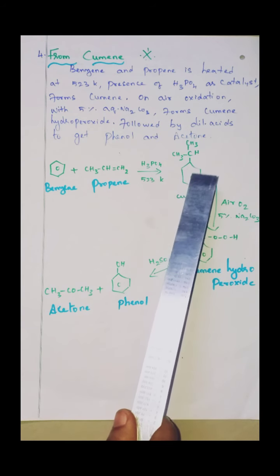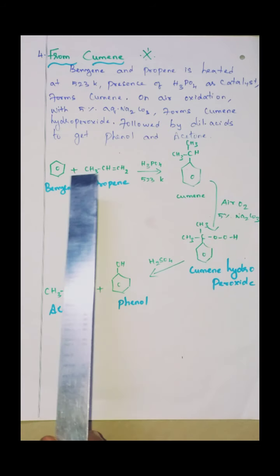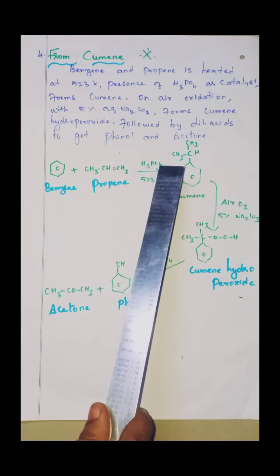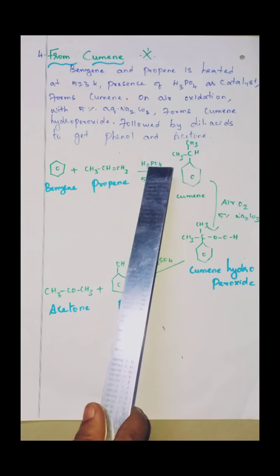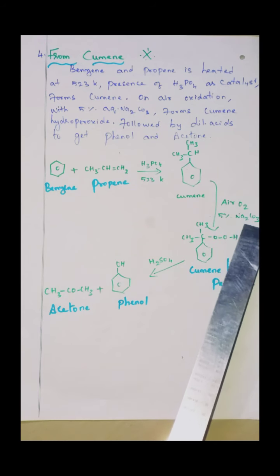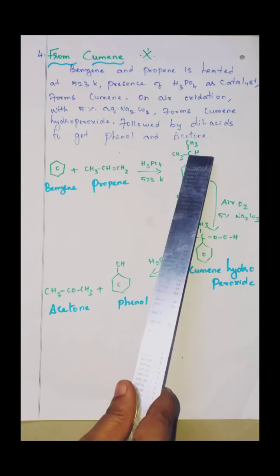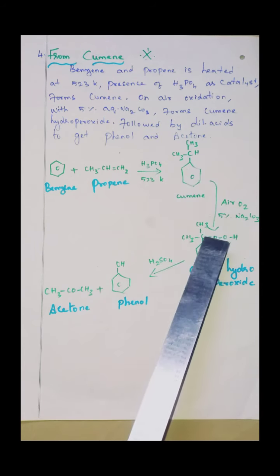So from this cumene, how will you prepare phenol? For the preparation of cumene, we need benzene and propene. These two react in the presence of phosphoric acid, H3PO4, as a catalyst and form cumene first. Then on air oxidation, that is in the presence of air, with sodium carbonate, O2, two oxygen atoms go and attach between the carbon and hydrogen. See here, between carbon and hydrogen, these two oxygens are there.